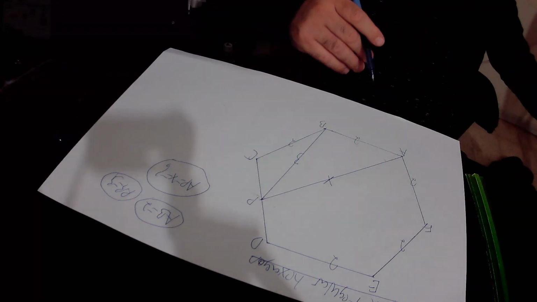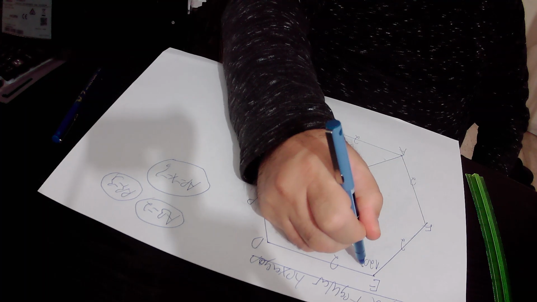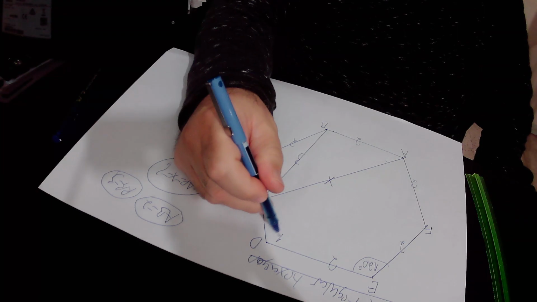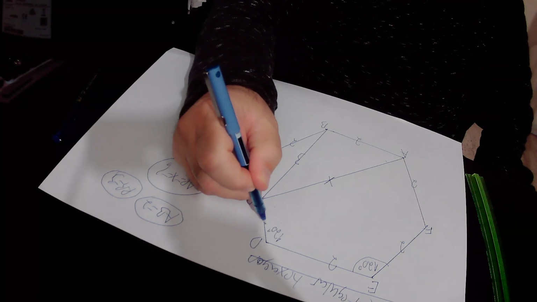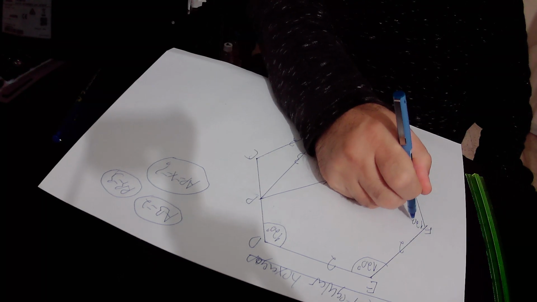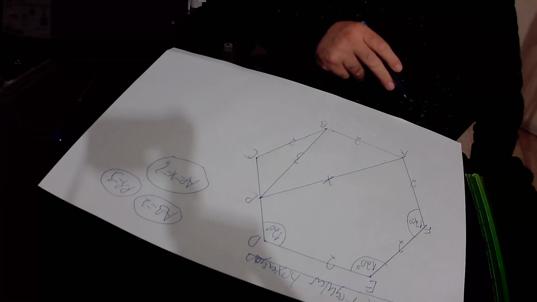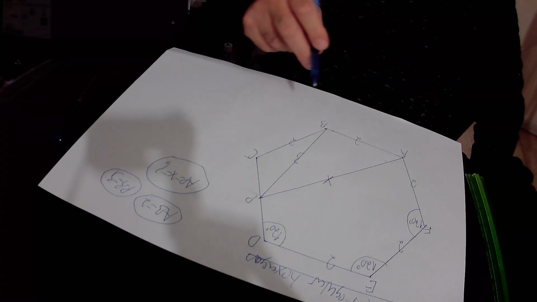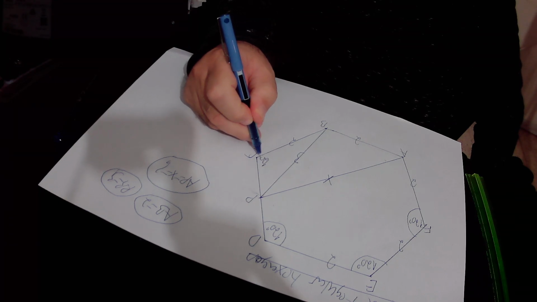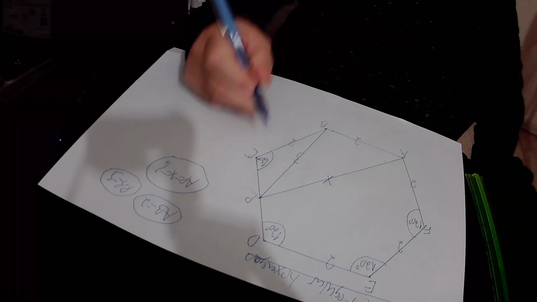Here, this angle equals 120 degrees in its size. This angle equals 120 degrees. This angle equals 120 degrees. This angle equals 120 degrees. This angle equals 120 degrees. And finally, this internal angle also equals 120 degrees in its size.